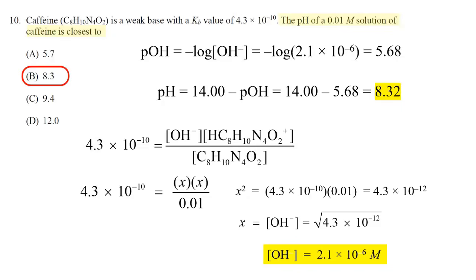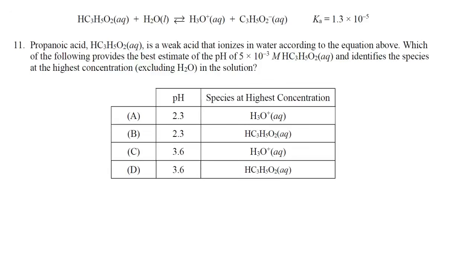Now let's take a look at question 11. In question 11, we are given an example of a weak acid. It says propanoic acid, which has the chemical formula HC3H5O2, is a weak acid that ionizes in water according to the equation above.